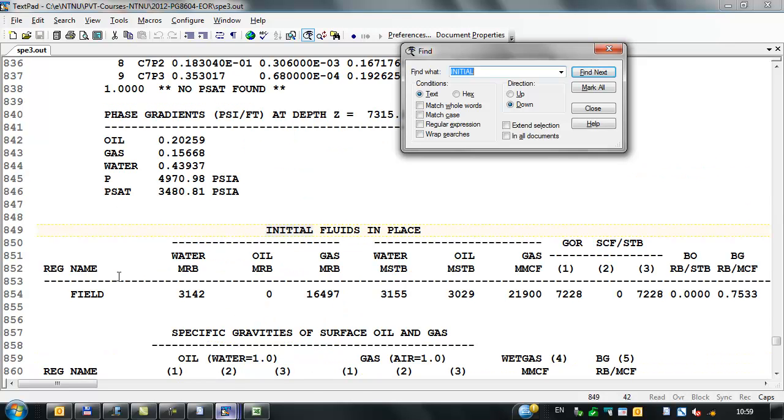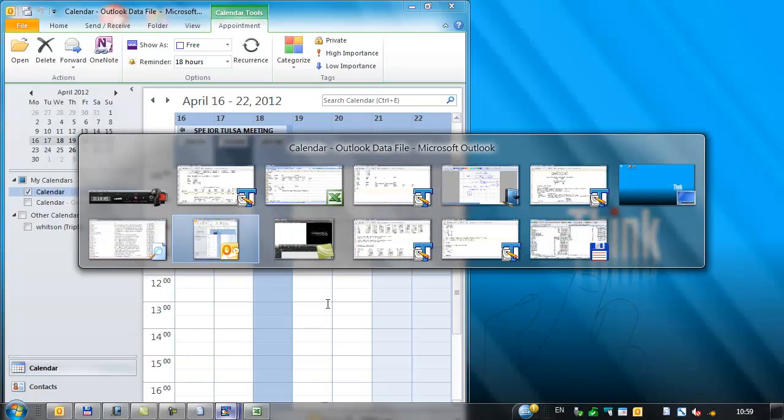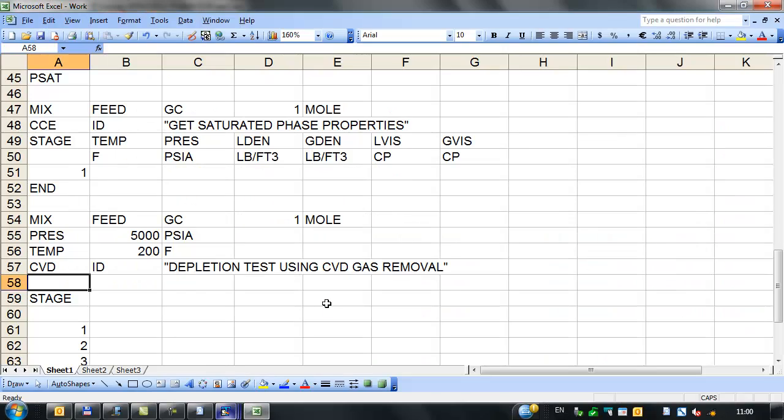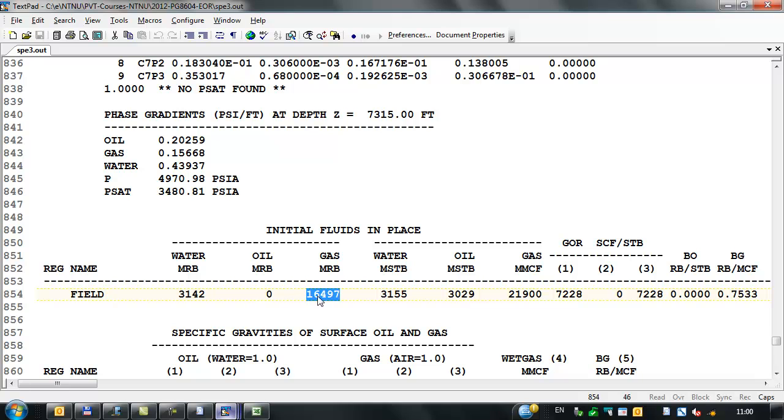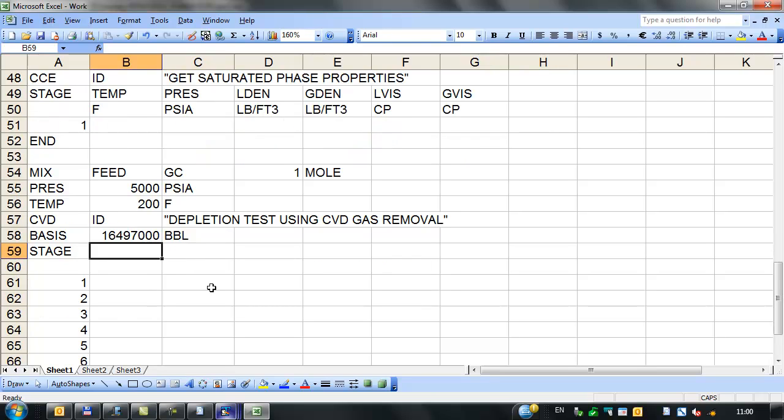We can say that the initial hydrocarbon volume is 16497 thousand barrels, at that basis. At that condition of 5,200, right? 16497. Okay, and then at each stage, we'll have a pressure.